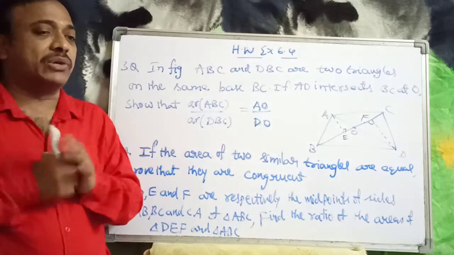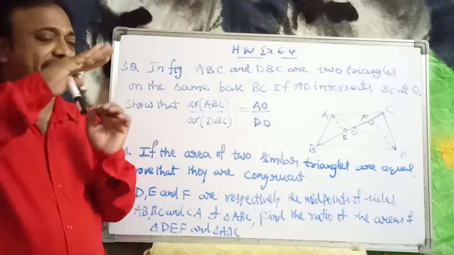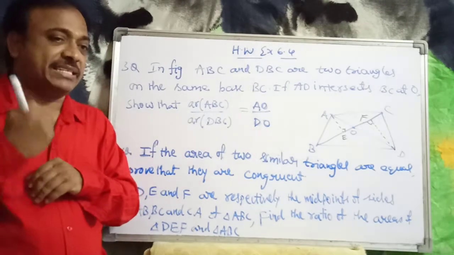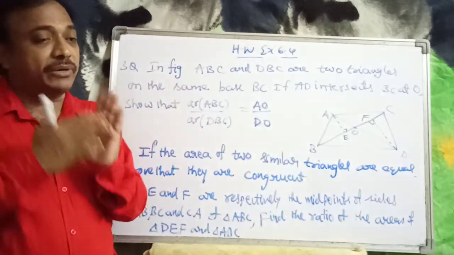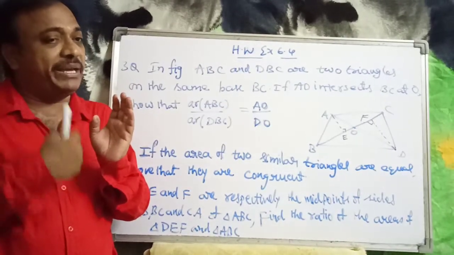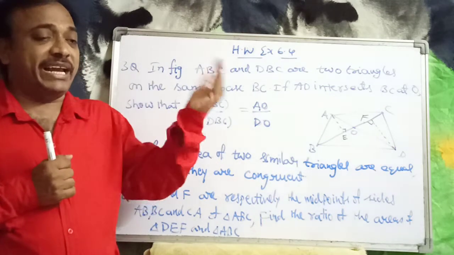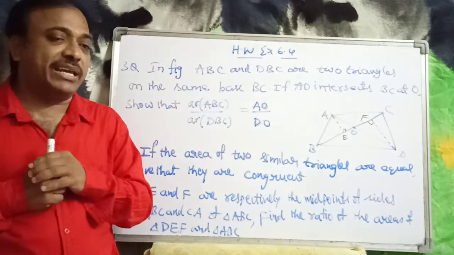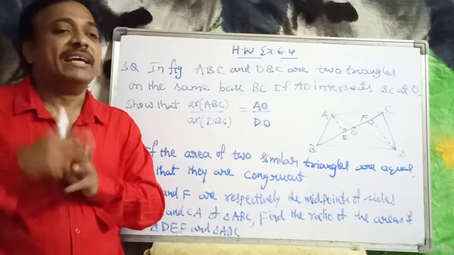To prove this, I give the clue. First, prove that when you join the line segment D and F, DF is parallel to BC. First you have to apply the basic proportionality theorem. D is the midpoint of AB and F is the midpoint of AC. So take D and F, so that AD by AB is equal to AF by AC, then the ratios are equal. Once the ratios are equal, the converse of basic proportionality says that the line will be parallel.